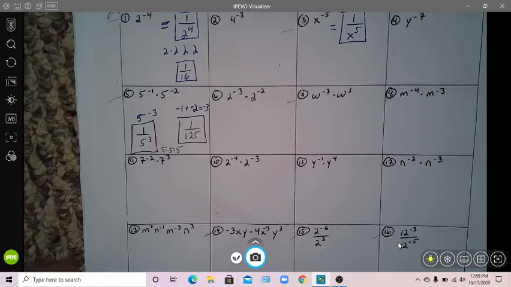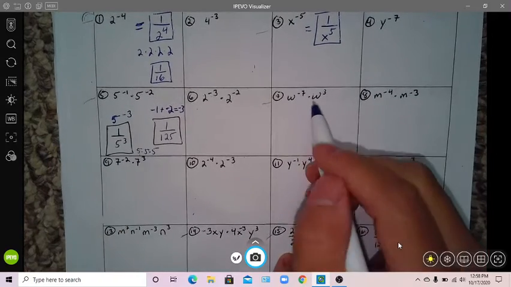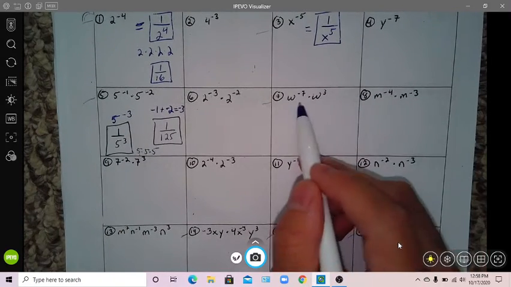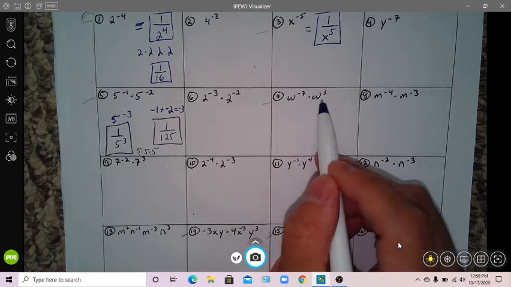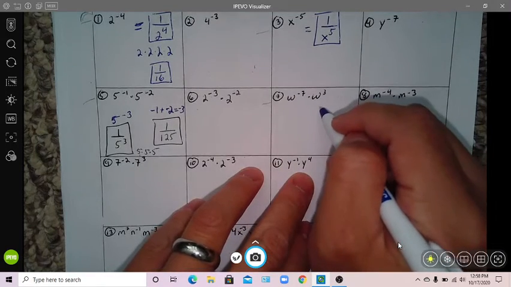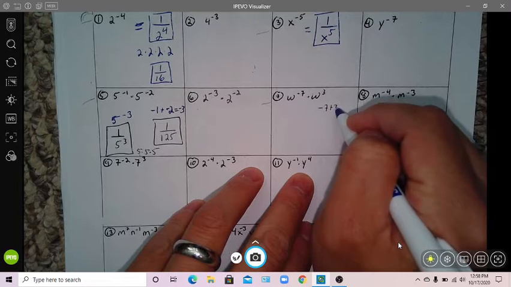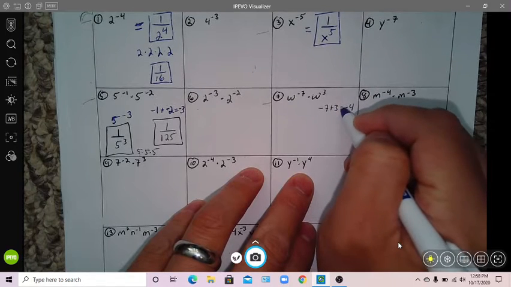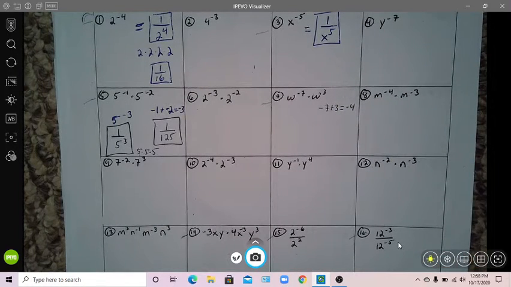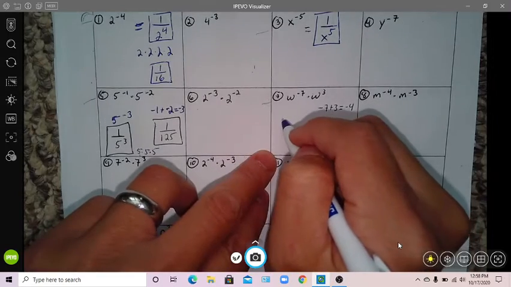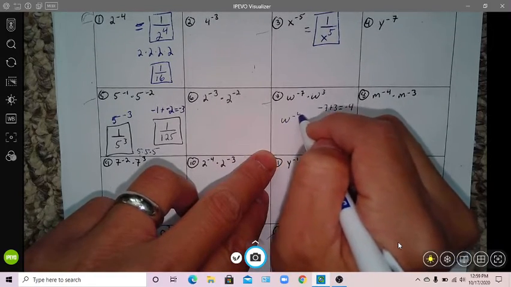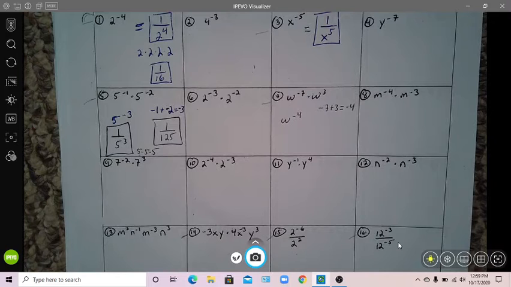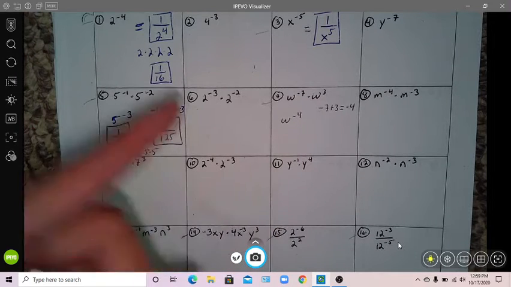Alright, so let's do another one. Number 7. This is w to the negative 7 times w to the 3. Again, it's multiplication. The bases are the same, so I'm going to add those exponents. Negative 7 plus 3 is negative 4. So this is w to the negative 4 power then.